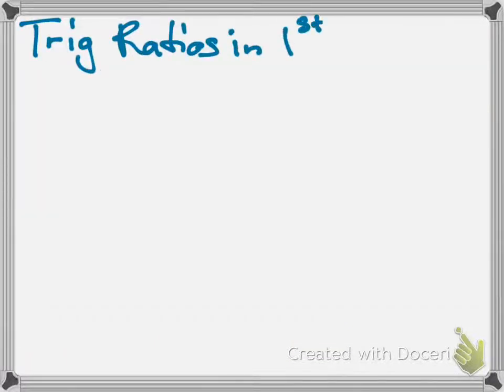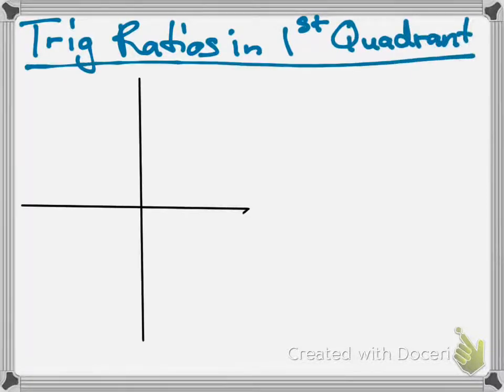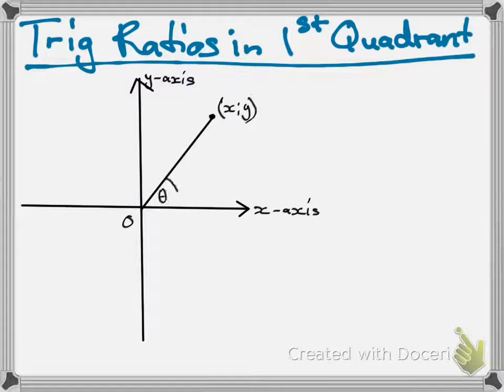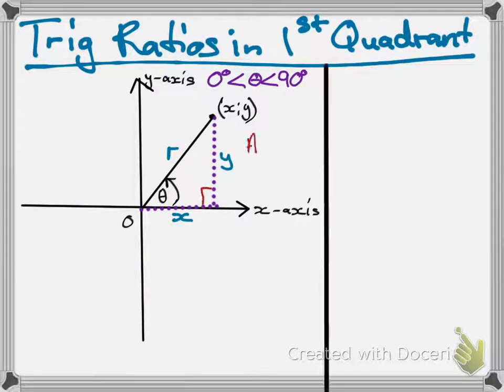Now let's look at the first quadrant. So, trig ratios in the first quadrant. We've got our Cartesian plane. So we're going to draw the radius of the circle, r, to the point with coordinates x and y. So there is our radius, which is the line from the origin to the point. And then we draw our right-angled triangle. Remember, with trig ratios we're dealing with right-angled triangles.